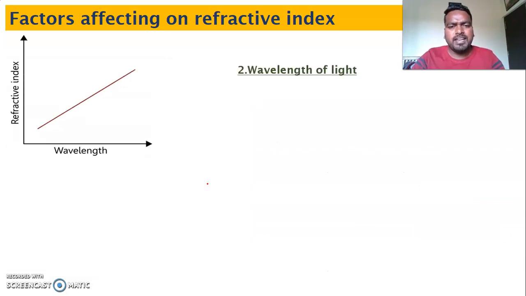The second important factor is wavelength. The refractive index varies linearly with the wavelength of light, that is, it is directly proportional to the wavelength of light.